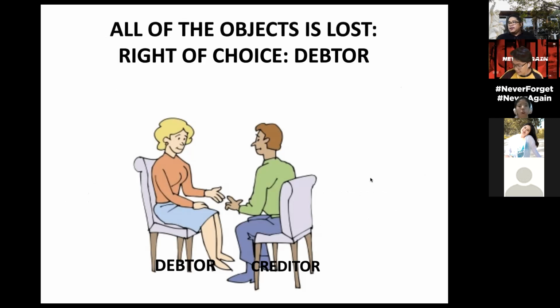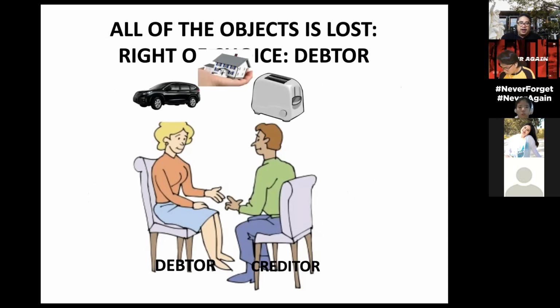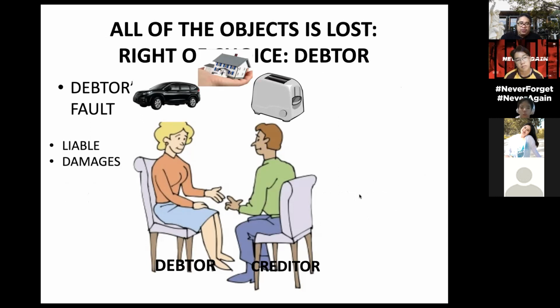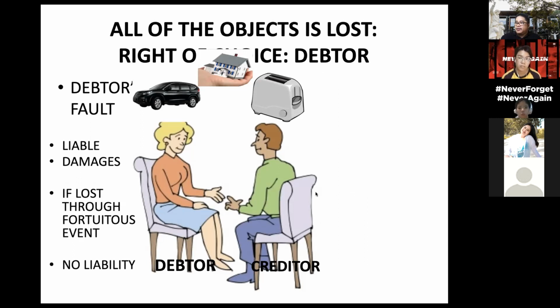Now, here, if all of the objects are lost and the right of choice belongs to the debtor, what is the scenario? Here, the choice is to give a car, a house, or a silver toaster. If it was lost through the debtor's fault, the debtor will still be held liable and will pay damages. And if lost through a fortuitous event, what will happen? No liability. Again, the assumption is that these are all specific things.